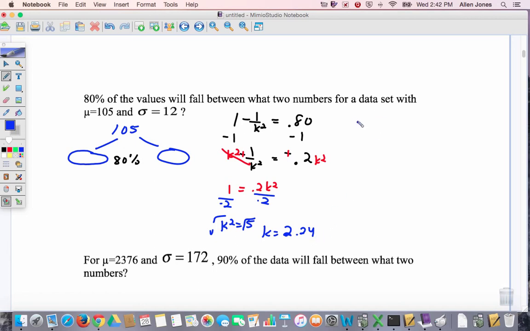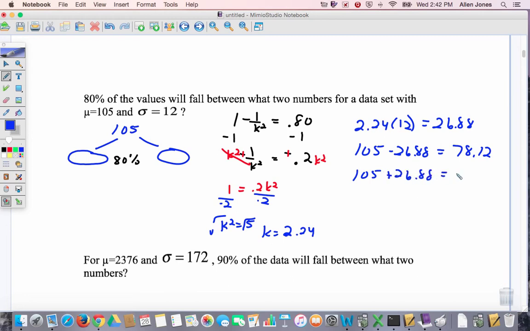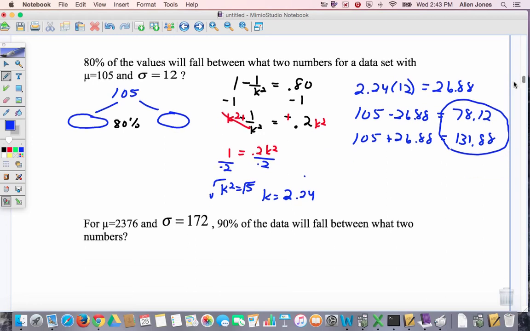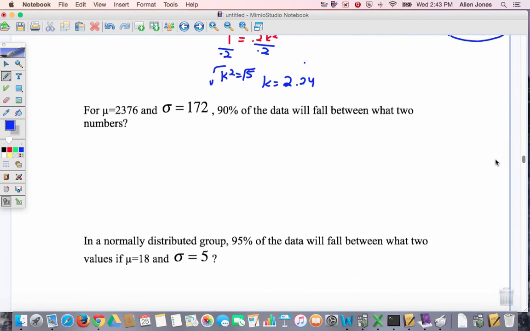So once again, repeating what we've already talked about, k is our number of standard deviations. So up here, I'm going to take that 2.24 times my standard deviation of 12, and that will tell me how far to move above and below 105. If I multiply that, I get 26.88. So I take 105 and subtract 26.88 to get my lower limit, which is 78.12. And I take 105 and add the 26.88, how far we want to be away, and that's 131.88. In other words, 80% of the values are going to fall between 78.12 and 131.88.